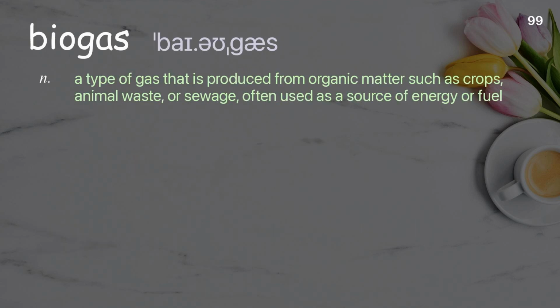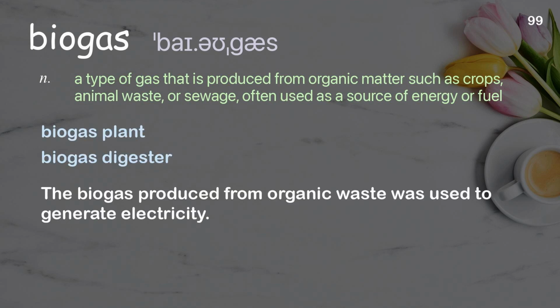Biogas. A type of gas that is produced from organic matter such as crops, animal waste, or sewage, often used as a source of energy or fuel. Examples: Biogas plant. Biogas digester. The biogas produced from organic waste was used to generate electricity.